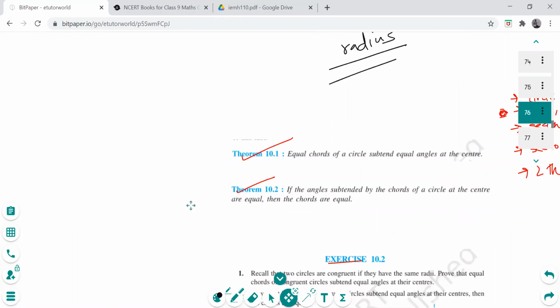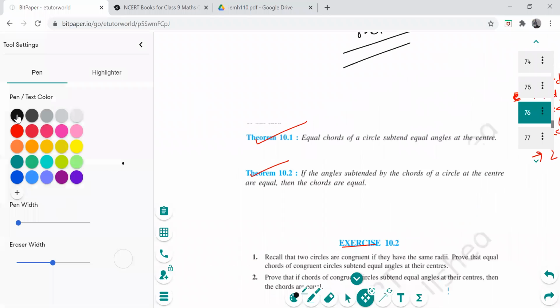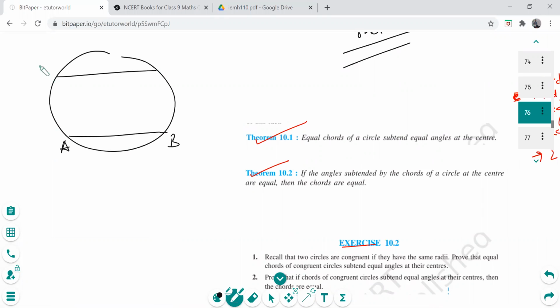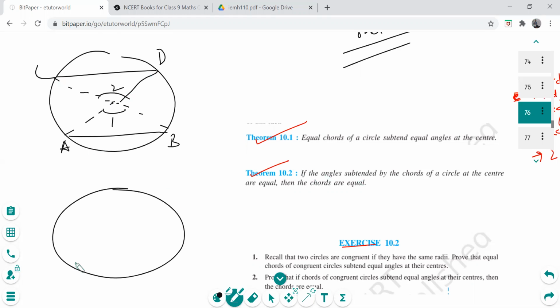Okay. So theorem 10.1, we have done it. I proved it to you. I'm not going to prove it again. Equal chords of a circle subtend equal angles at the center. That means if AB and CD are equal chords, then they subtend equal angles at the center. Subtend means they make at the center. That means angle 1 will be equal to angle 2. And in the converse, if the angles subtended by the chords are equal, suppose these two are equal, then these two chords must be equal. That was the converse.